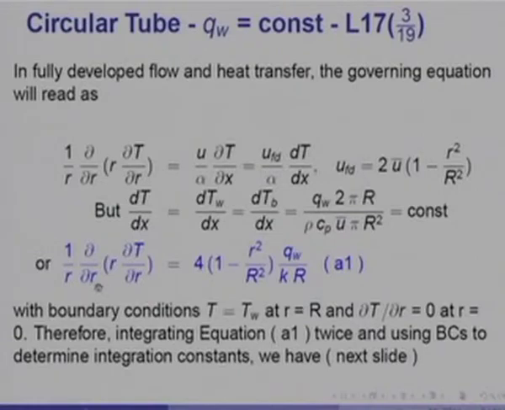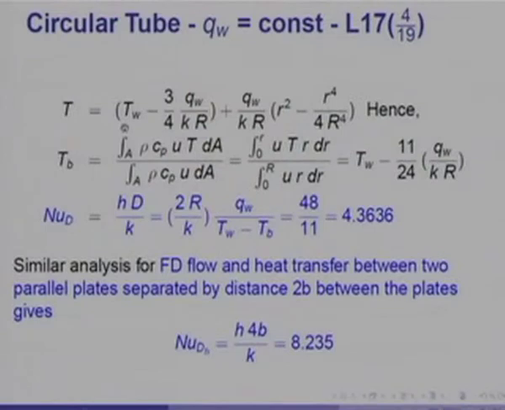So, if I integrate this equation twice with boundary conditions T equal to T wall at r equal to R and dT by dr equal to 0 at the axis of symmetry, then I can determine two constants of integration, and the result is shown on the next slide here. T is equal to T wall minus 3 by 4 q wall over k R plus q wall over k R into r square minus r 4 R.